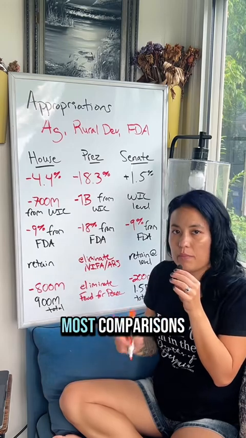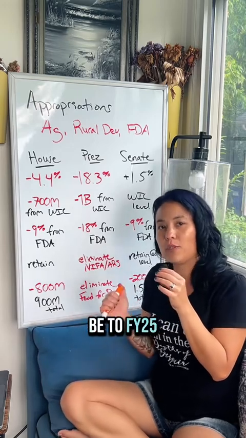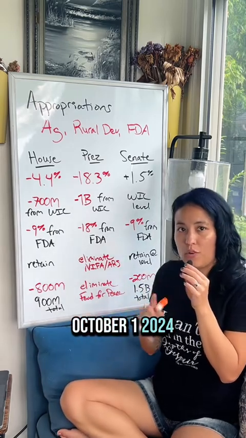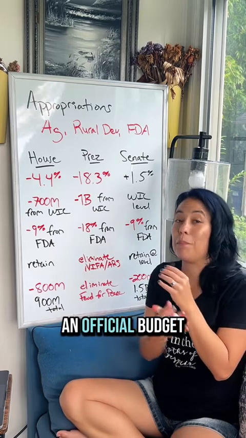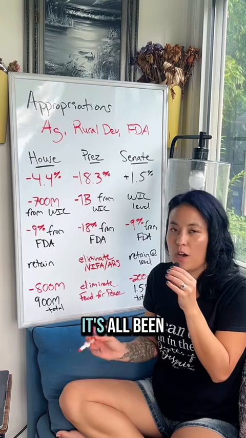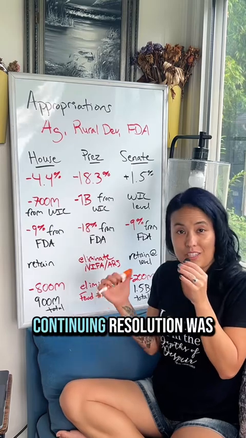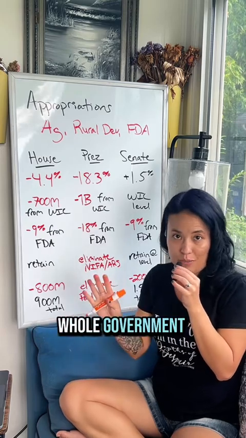Also note that most comparisons, unless I say otherwise, are going to be to FY25, which started October 1, 2024 and goes through September 30, 2025. And recall that there was never an official budget passed for FY25. It's all been continuing resolutions. The most recent continuing resolution was back in March. That was the whole government shutdown fiasco.